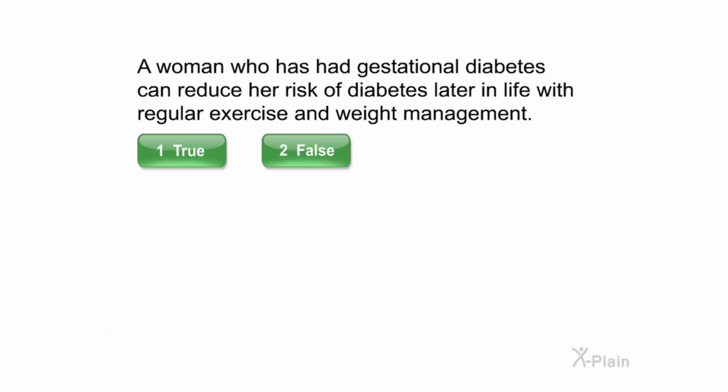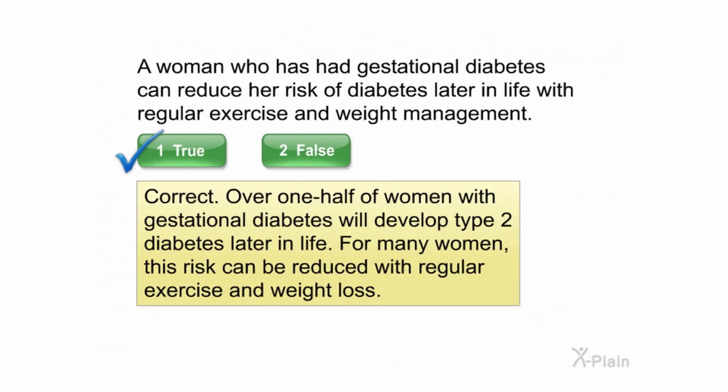A woman who has had gestational diabetes can reduce her risk of diabetes later in life with regular exercise and weight management. Select true or false. Correct. Over 1/2 of women with gestational diabetes will develop type 2 diabetes later in life. For many women, this risk can be reduced with regular exercise and weight loss.